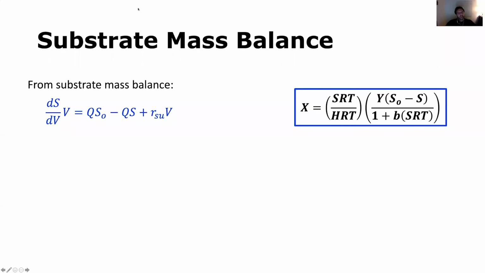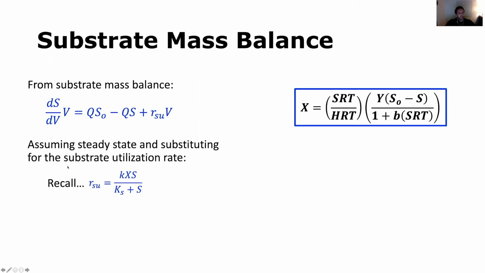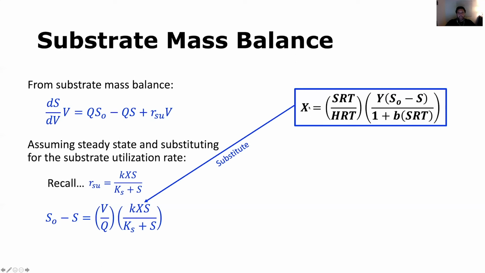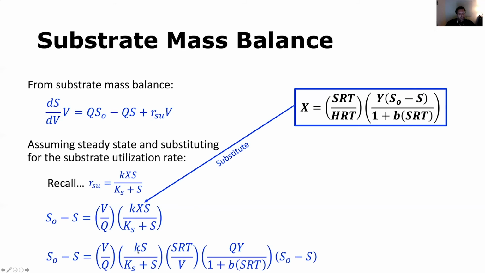Now, from the substrate mass balance, on the term S, we have dS/dV times V equals Q S0 minus Q S plus the substrate utilization rate times V. Assuming steady state and substituting for the substrate utilization rate, recall that that's equal to kXS divided by Ks plus S, we get the following equation: S0 minus S is equal to V over Q times kXS divided by Ks plus S. If we take the equation we derived for the biomass up here and substitute it in for X in this equation down here, we get the following equation shown below.